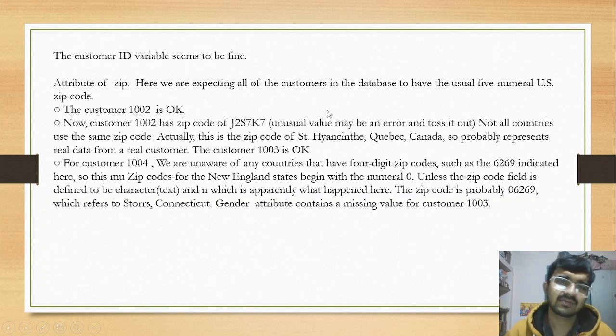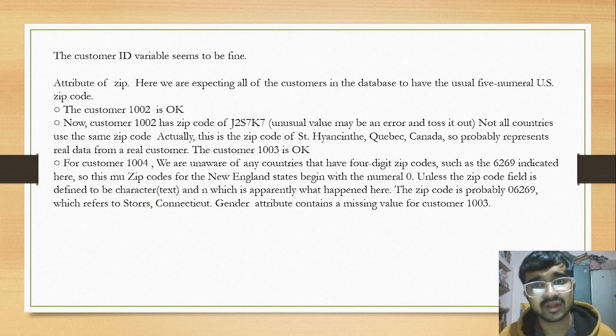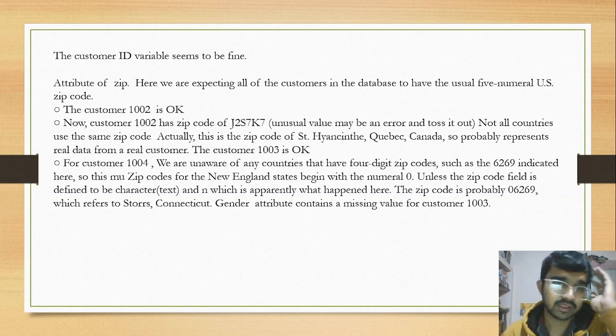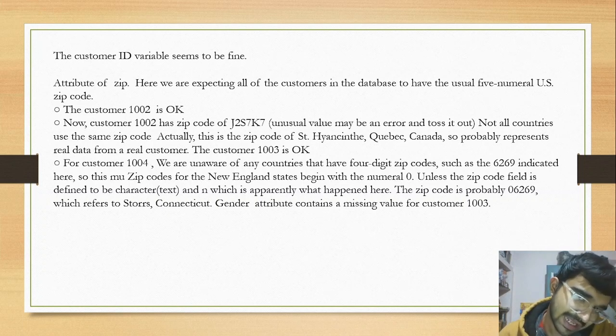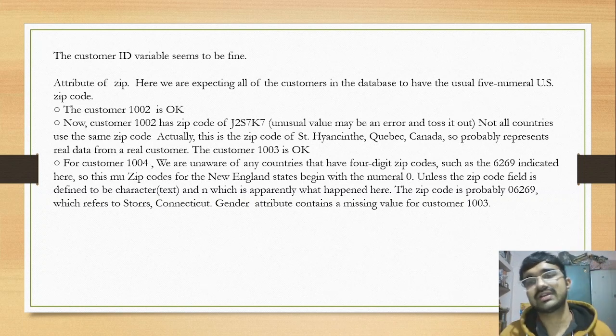The customer ID variable seems to be fine, but for the zip attribute, we are expecting all of the customers in the database to have the usual 5 numeral US zip code. The customer 1001 is okay, but customer 1002 has a zip code of J2S7K7. Unusual value, may be an error, and toss it out? Not all countries use the same zip code. Actually, this is the zip code of Saint-Hyacinthe, Quebec, Canada. So it probably represents real data from a real customer.